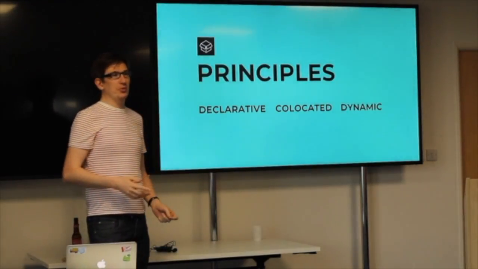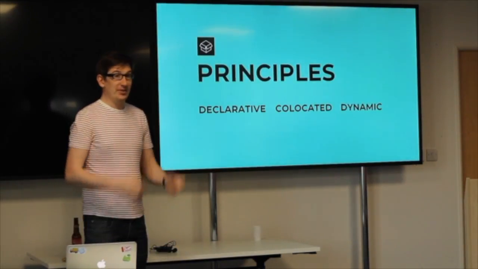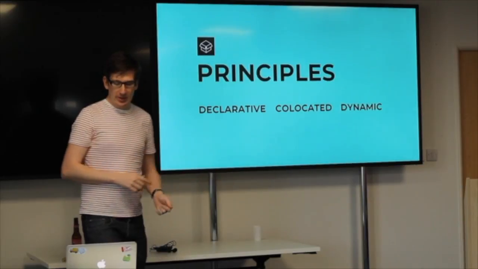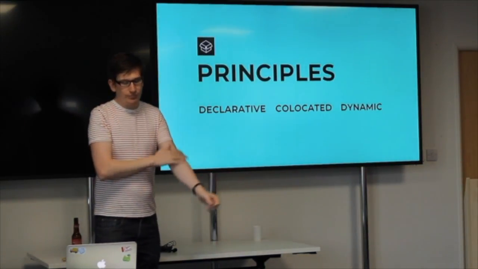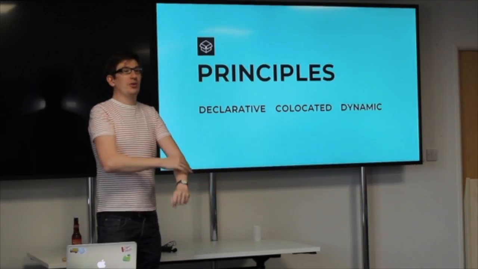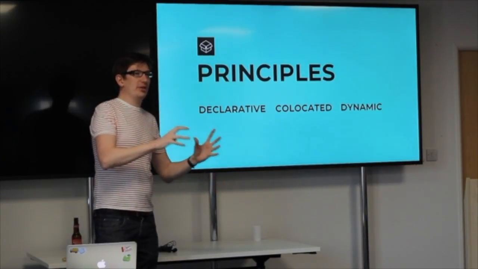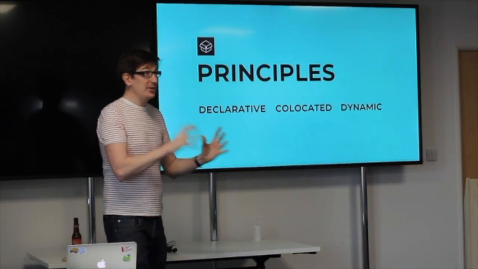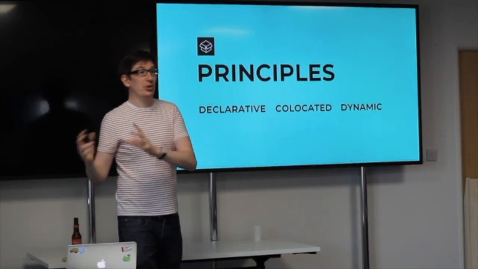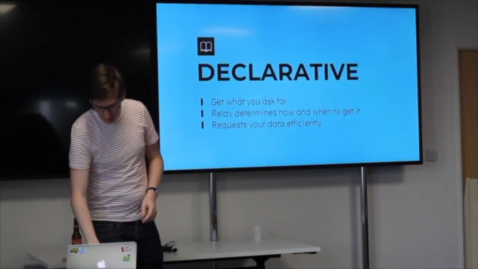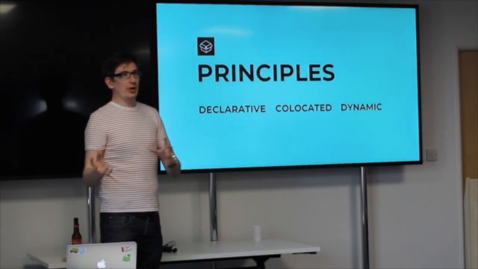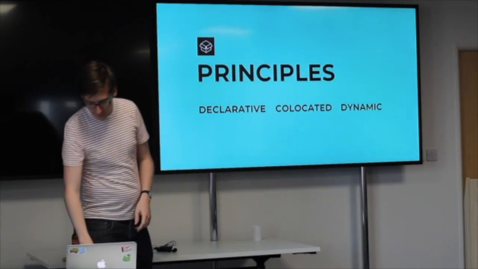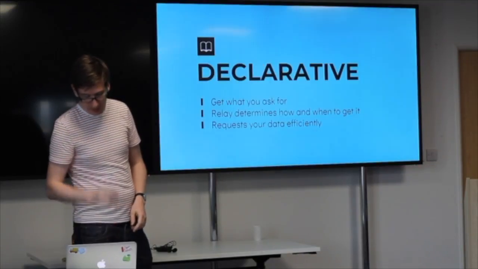There are 3 principles that underpin it. It's declarative, as I mentioned before. You get what you asked for, you don't have to say get this and this and this. It's co-located, so the definition of the data you need sits next to the stuff that's going to use it. And it's dynamic as well, so it supports updates, and it will let you update your UI and keep consistency. Let's dive into these a little bit more.